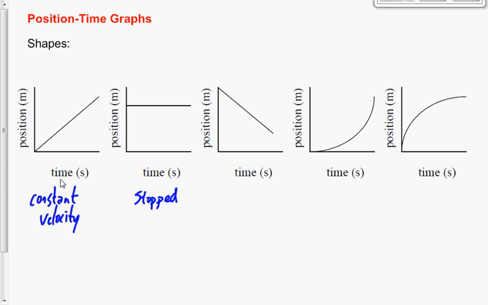What about this one? Also a straight line, but this time sloped downwards. This one is what?